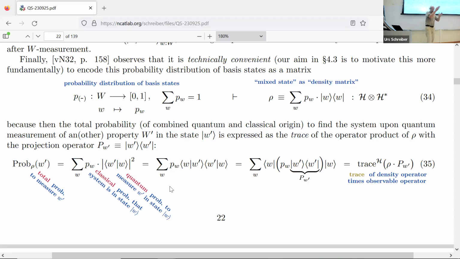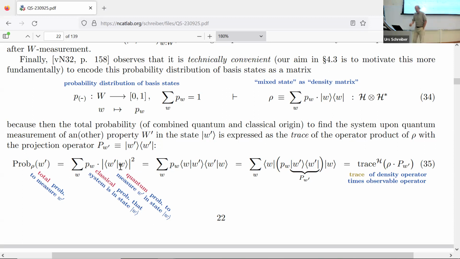So suppose the system is prepared in some measurement basis, and now you're asking for measurements in another basis, which is like in Stern-Gerlach or something. You have your spin prepared up or down, but now you want to measure it with respect to another laboratory axis, W prime. So, okay, back to the story. We say, okay, with classical probability PW we're in state W. And then there's this quantum probability to measure W prime given by this squared modulus.